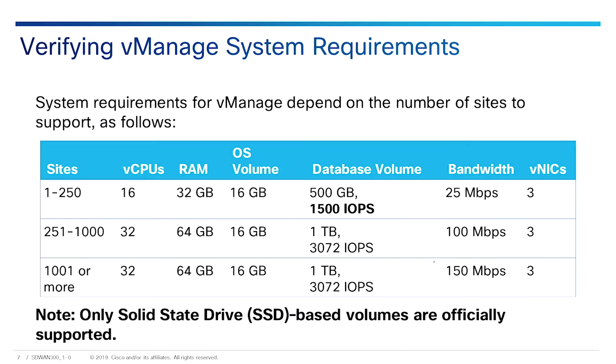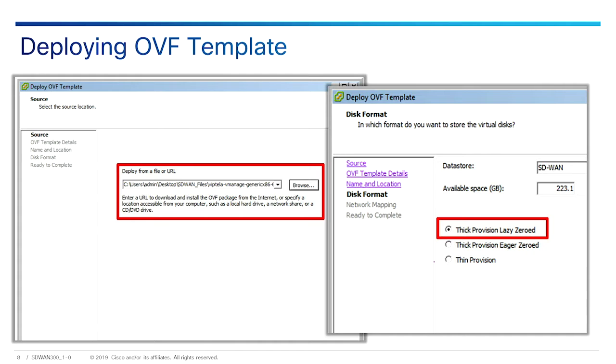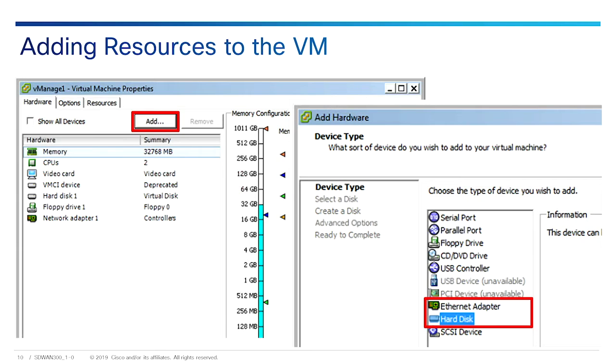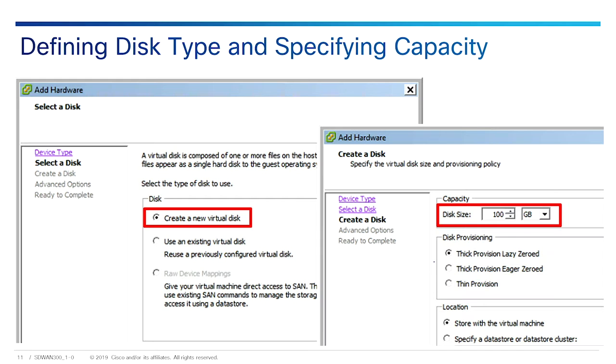Let's go back here. I just want to show you the size of the drive you're going to have to add for each of the sizes. If you've got 1,000 sites, we're going to want to add a second 1 terabyte volume for that database. Basically, you just go to edit settings on the system, and then add a hard disk. We're going to add a hard disk, and then we're also going to add an Ethernet adapter. We'll create a new disk, also thick provision lazy zeroed. It's going to be 100 gig in this example.